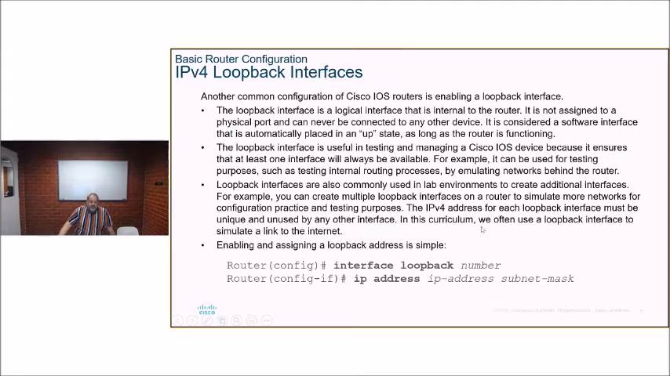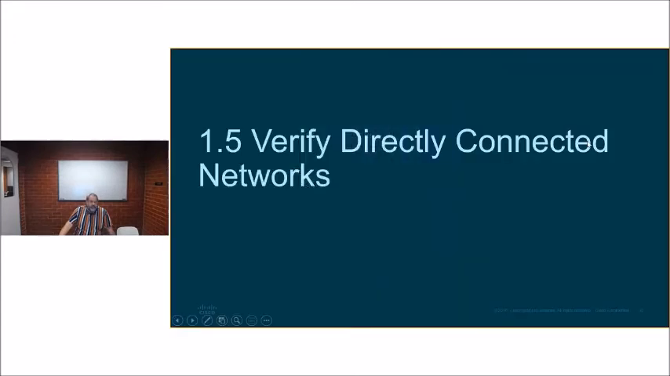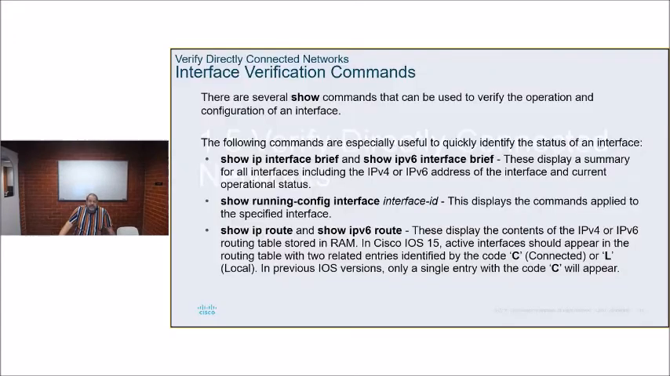And so to create one, you just do interface loopback and then 0, 1, however many. Then you can set an IP address, and it will be up automatically. You don't need to do no shut because it's up as soon as you do it.